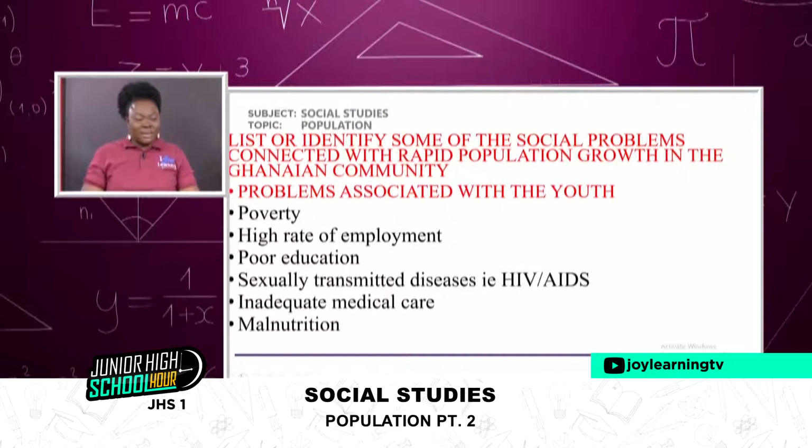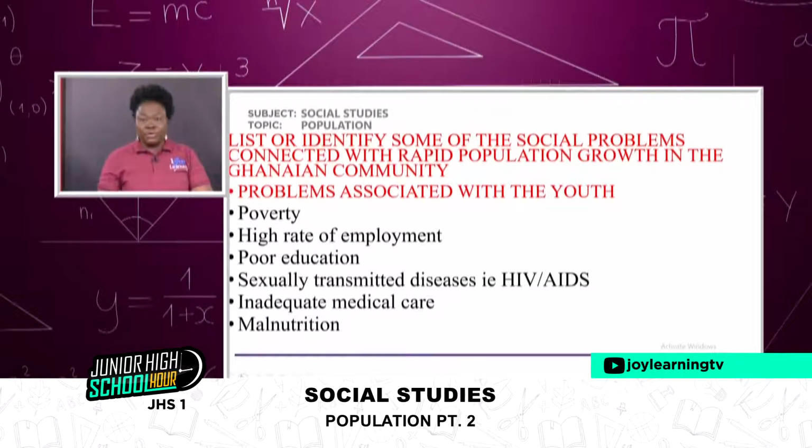Good. We are still looking at some of the problems. Some of them are poverty, high rates of unemployment, poor education, sexually transmitted diseases, that is HIV and AIDS, and inadequate medical care. So these are some of the problems connected with rapid population growth. I'm just giving you a few seconds to write: poverty, high rates of unemployment, poor education, sexually transmitted diseases such as HIV and AIDS, inadequate medical care, and malnutrition.